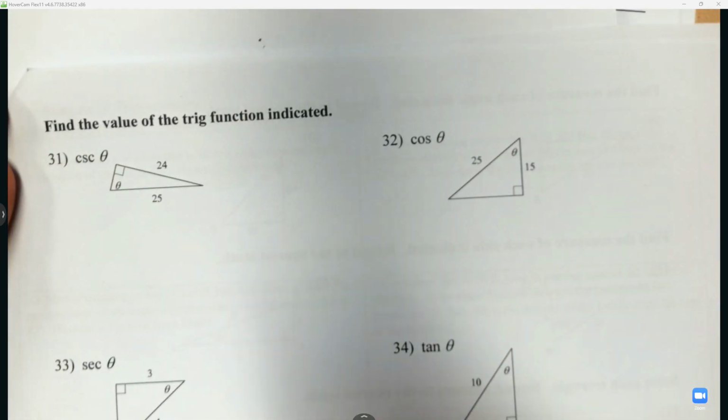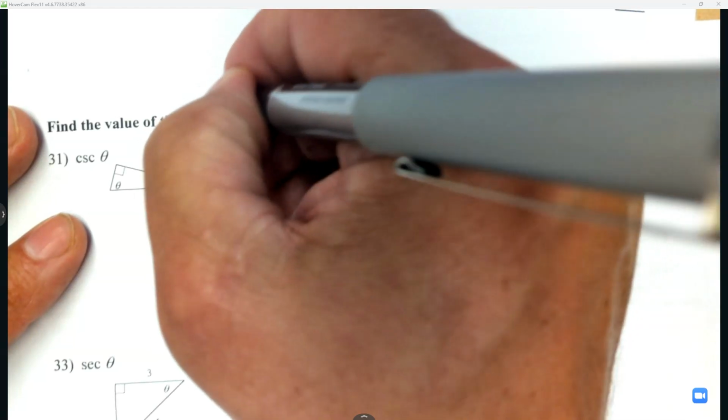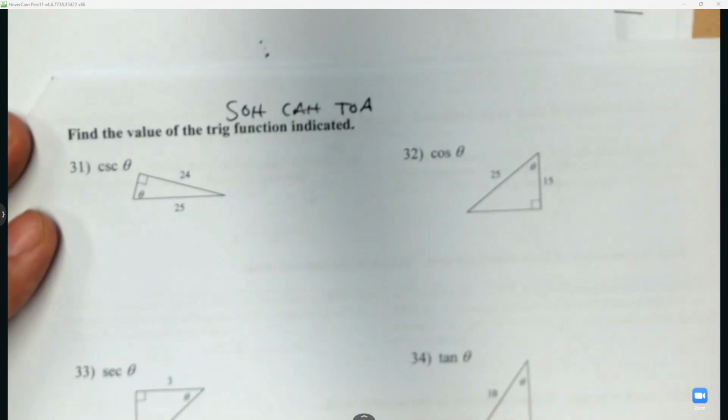All right, turn the page. The next questions are trig ratio questions. So I need to know my trig ratio definitions. One way to remember it is to write SOHCAHTOA.